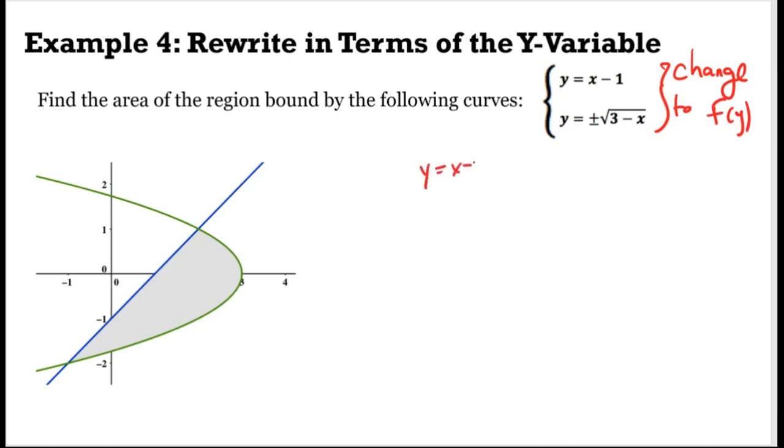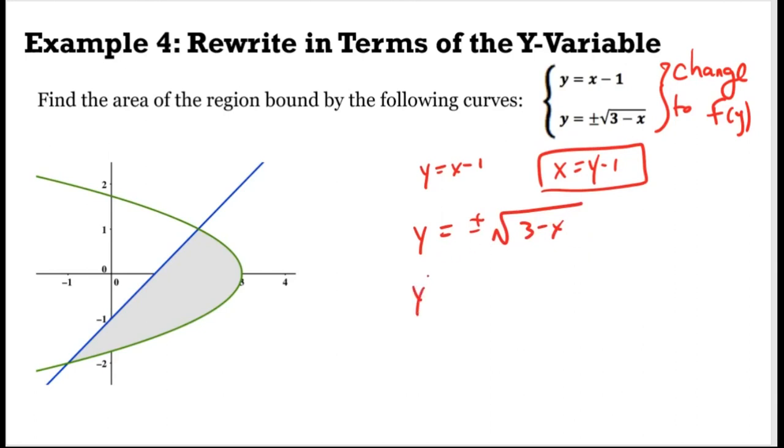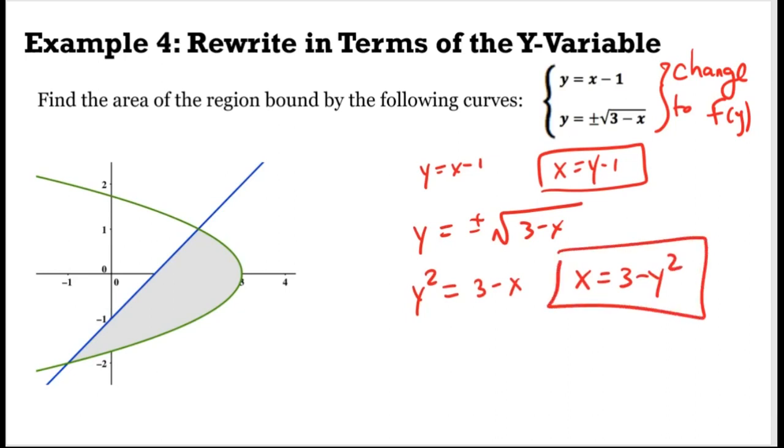So if y is equal to x minus 1, then x is equal to y minus 1. That's a function of y. If y is equal to plus or minus the square root of 3 minus x, if I square both sides, I get y squared equals 3 minus x. And I'm going to switch things around, move x to the left and y squared to the right. And it's a function of y. And this is a sideways parabola.